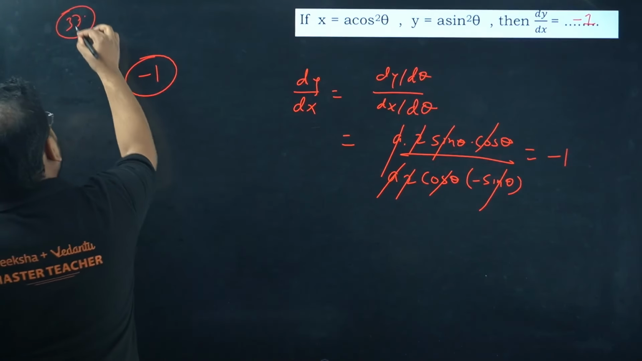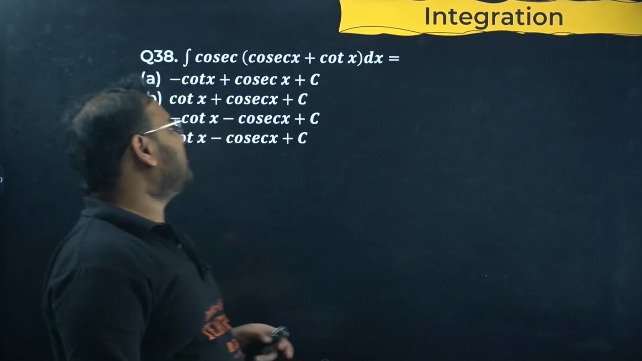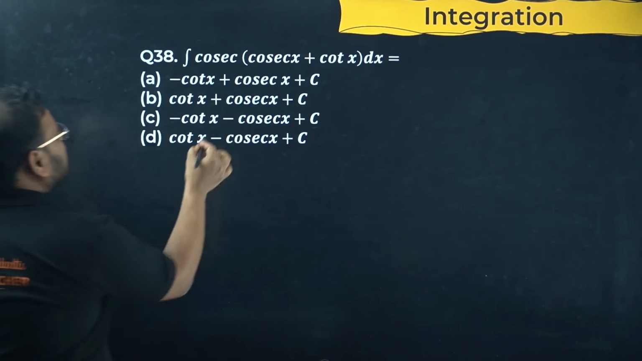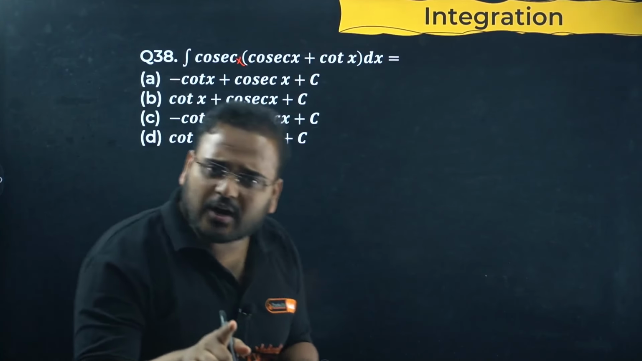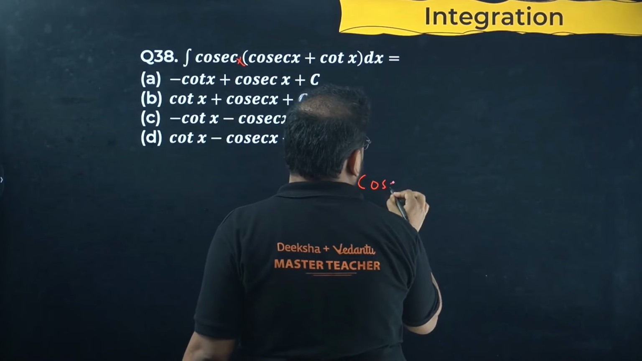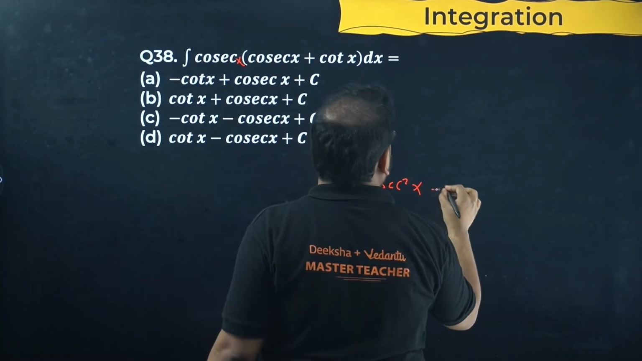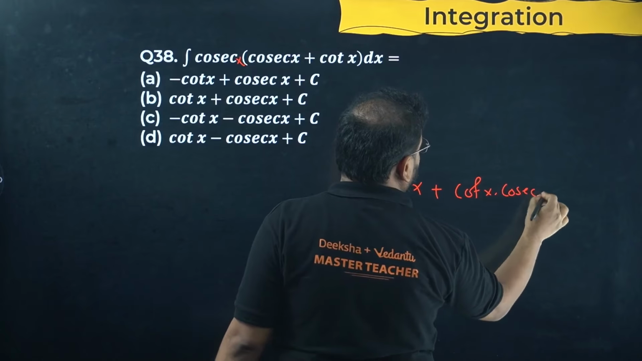36, 37. This is 37. Okay, 38 now. This is a question of integration. First is very simple. Cosec of x into cosec of x will become cosec square of x, and cosec of x into cot of x. Check here: cosec square x plus cot x into cosec x.